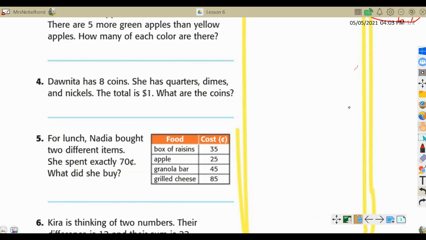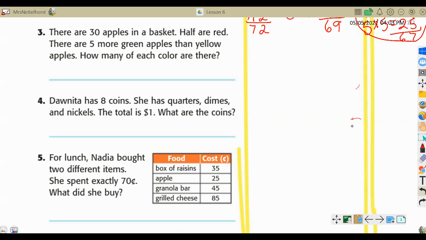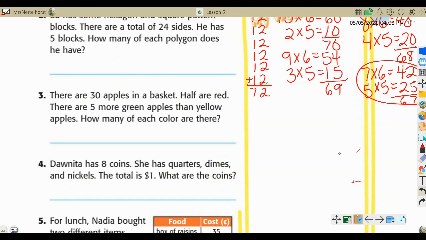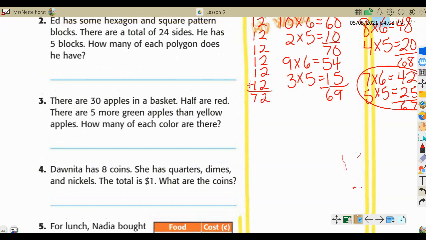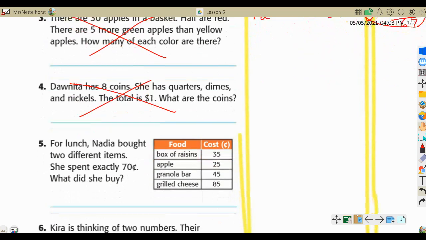Okay, I'm trying to see if I can find ones that are a little different. Okay, let's do number 5. So let's skip 2, 3, and 4. Lucky you guys. Because this is a lot of math for not enough space. So cross out number 2, number 3, and number 4. And we're going to go down here to number 5.